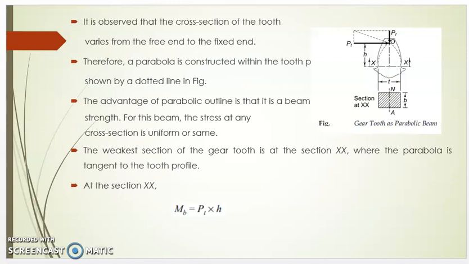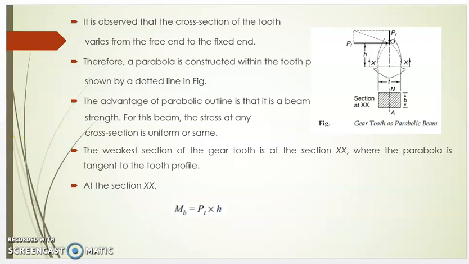It is observed that the cross section of the tooth varies from the free end to the fixed end. Therefore, a parabola is constructed within the tooth profile shown by dotted line in figure. This is the parabola. This is the gear tooth which is fixed at the base and free at the other end. This is section XX. At the section XX, this is a rectangular cross section.